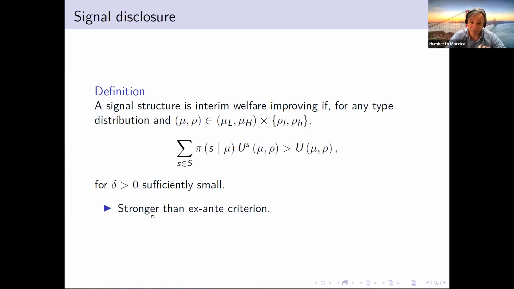So I want to highlight this is a stronger notion than the ex-ante criterion because I'm taking this type by type, realization by realization. So it's a notion that I'm considering type by type. So it's enhancing in terms of all types, all possible types in the economy, right?